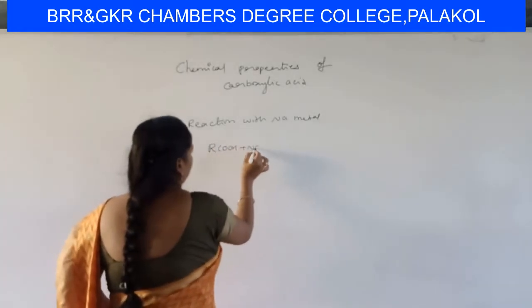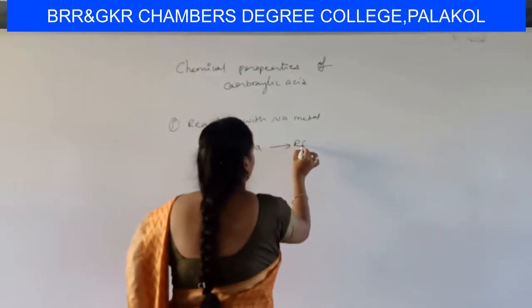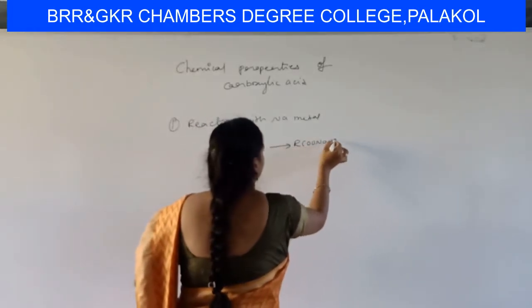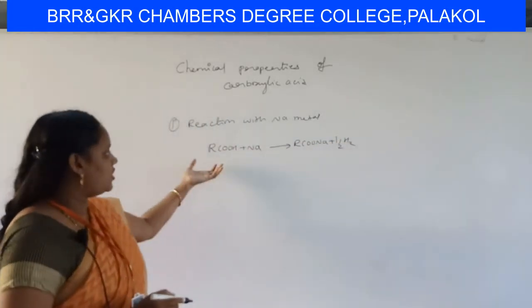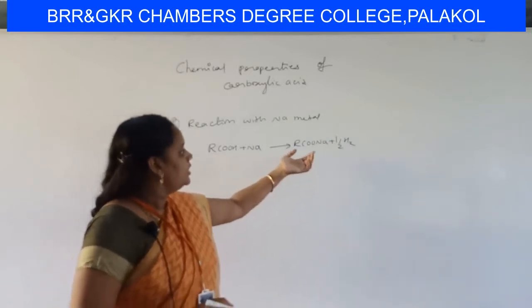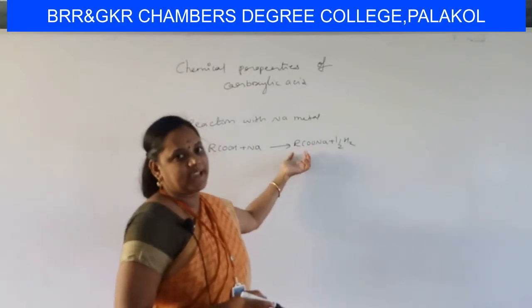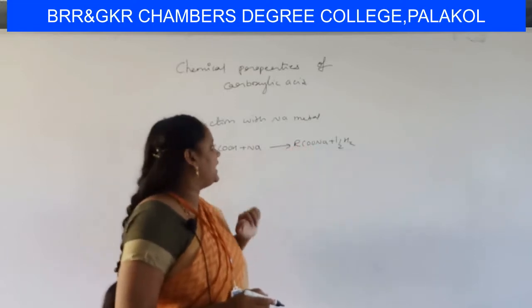RCOOH plus Na gives rise to RCOONa plus half H2. Okay students, carboxylic acids react with sodium metal to form sodium salts of carboxylic acids.